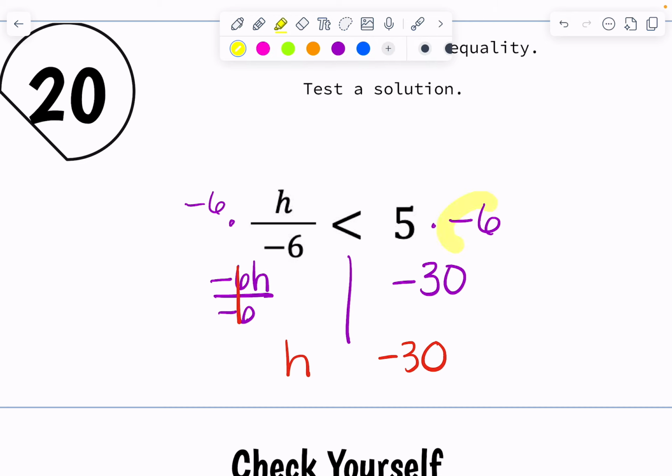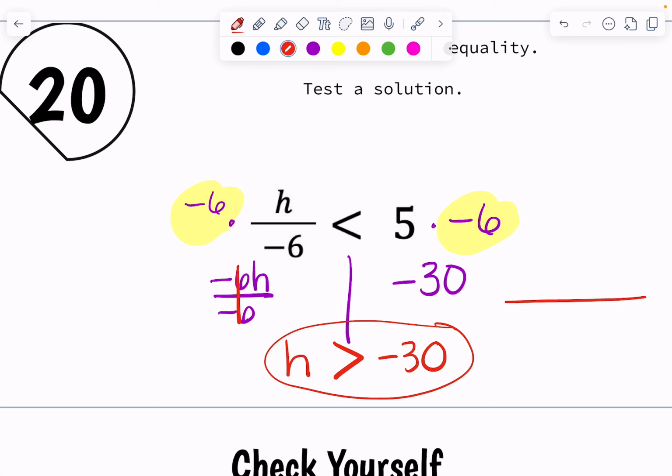This is another example where I multiplied both sides by a negative number. So I actually have to flip my inequality for it to be true. So h has to be greater than negative 30 for this inequality to be true. The graph of this would be an open circle at negative 30, and then all values greater than that would be to the right.